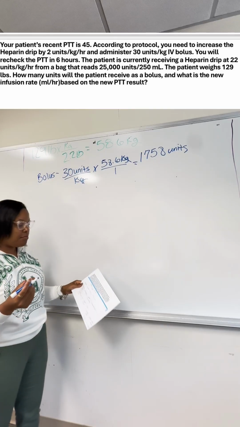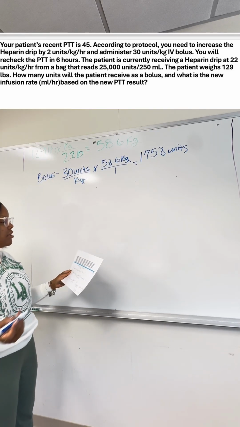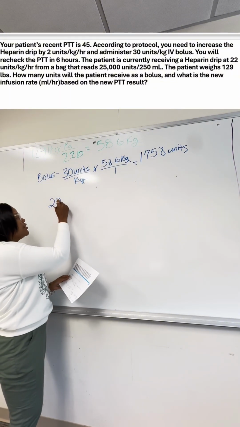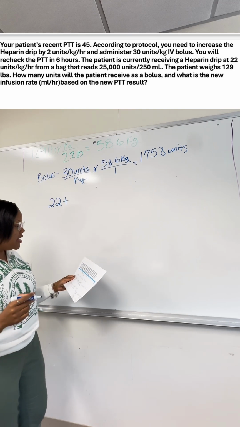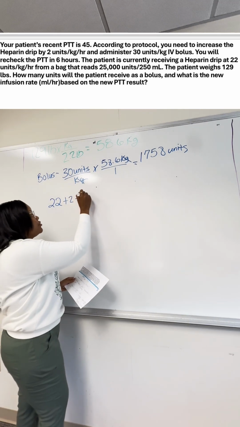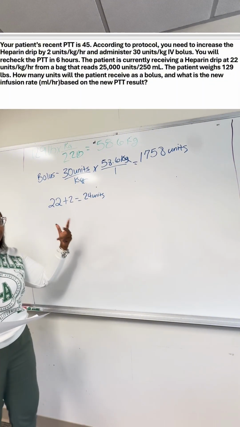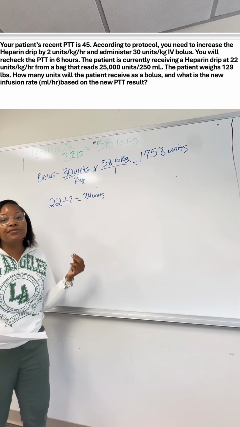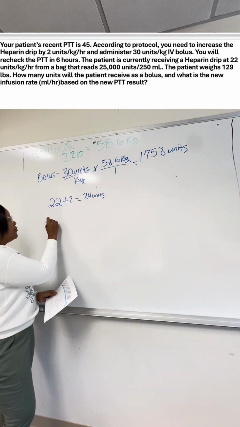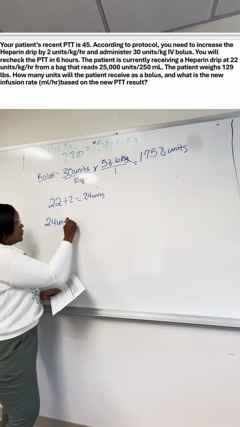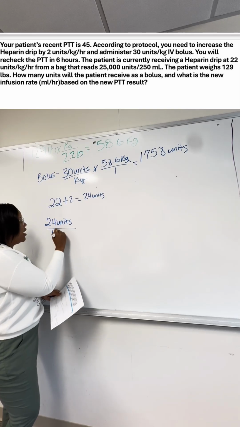Now let's go look at the problem. So the problem says that we need to increase our heparin drip by 2 units. All right, so the heparin currently is going at 22 units, right? Okay, well the problem says that we need to increase it. So let's go ahead and increase it, okay? So 22 plus 2 is 24 units. All right, so now that we've increased it, now our question is asking us for mLs per hour. So let's get started. So we got 24 units, and then we got that kg an hour.